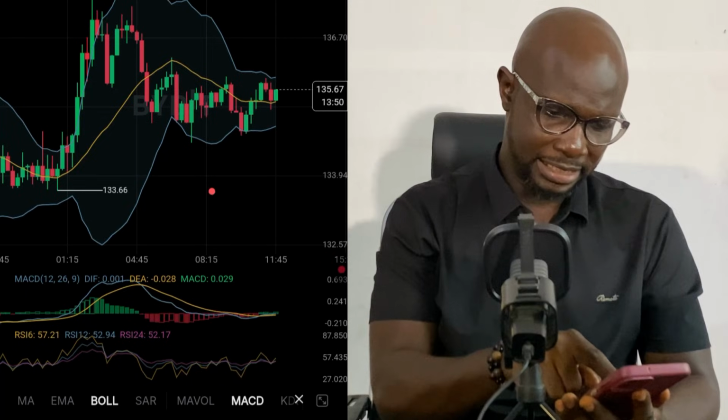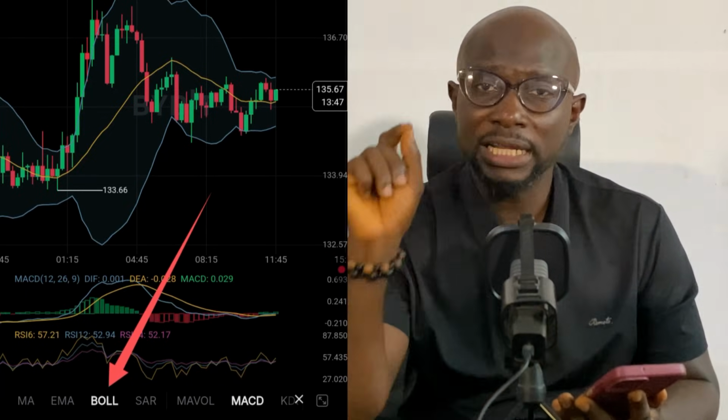So let me show you. I think you can see it here. This is the Bollinger Bands. What are Bollinger Bands? Bollinger Bands help to show overbought areas, that is, when the price is too high. Then they help you to know oversold areas, that is when the price is too low.